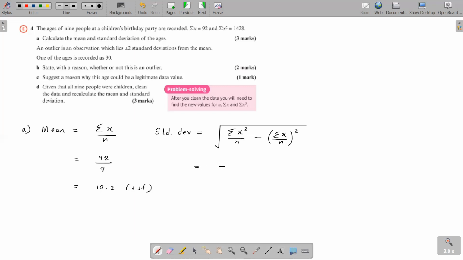So this is equal to the square root of sigma x squared, 1428 over n, which is 9, minus sigma x, which is 92 over n, which is 9, whole thing squared, and you root it. So it's a matter of typing everything into the calculator. So we get here 7.360. Yeah, it goes on, right?